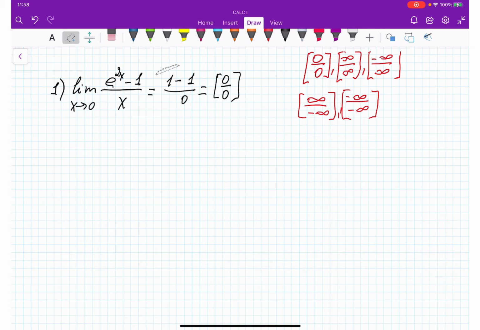Let me point in a different color so we would see. Oh, no, doesn't look good. Okay, so therefore in this case we can apply L'Hopital's rule.